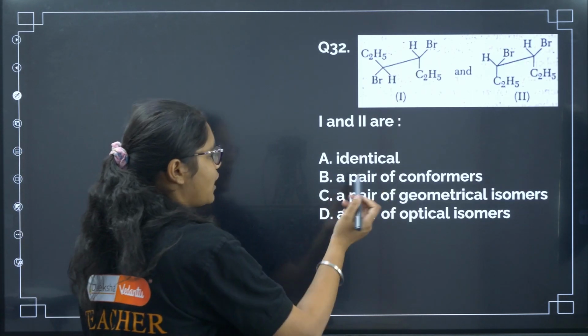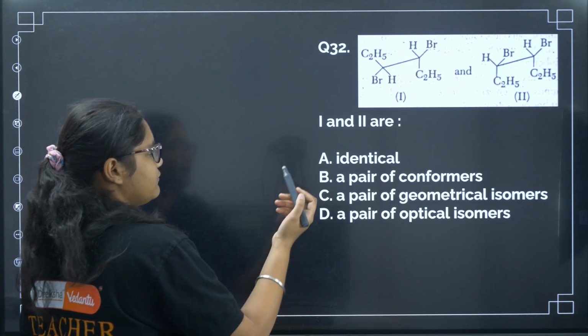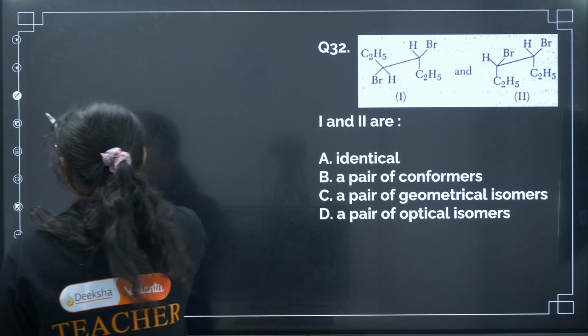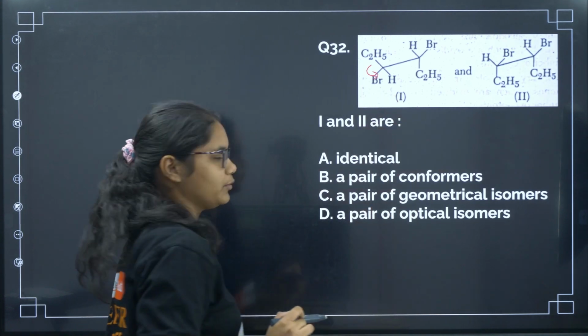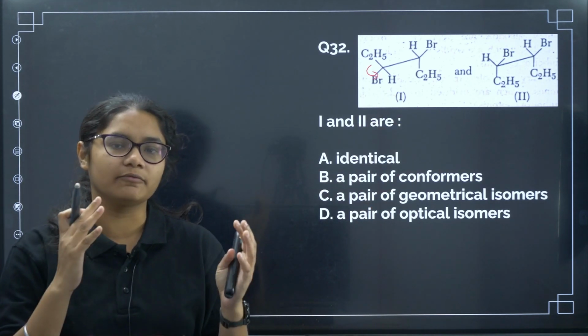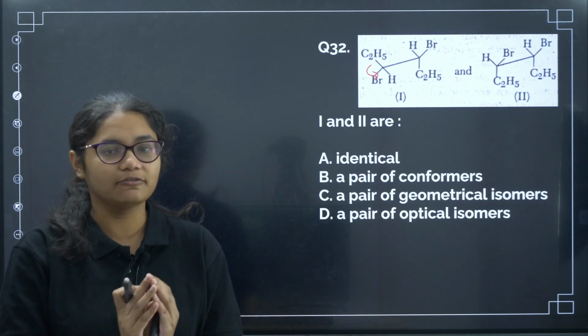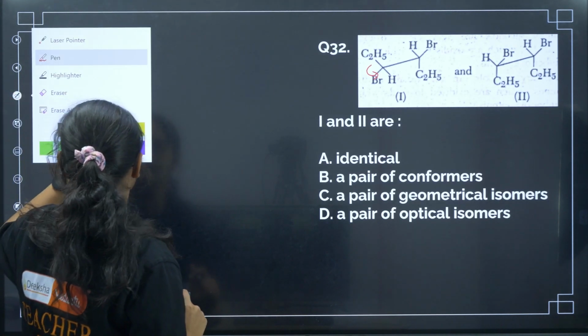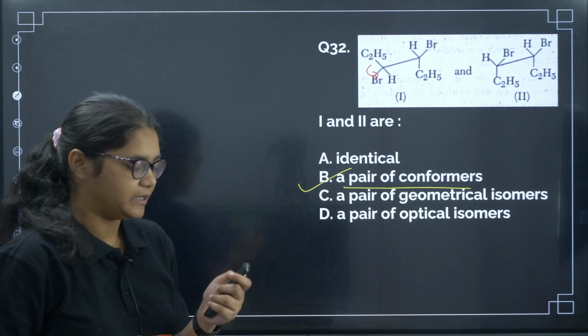Question number 1 and 2 are dash. If you see here, what we have done is just rotated this molecule, right? This side it is same, only this molecule is rotated, a bond rotation has taken place. Whenever different conformations are formed by rotating the bond, they are called conformers, right? So the correct answer for this question will be a pair of conformers, that is option number B.